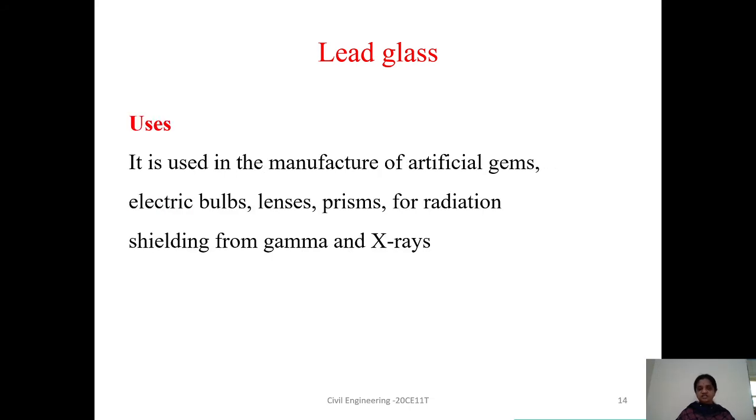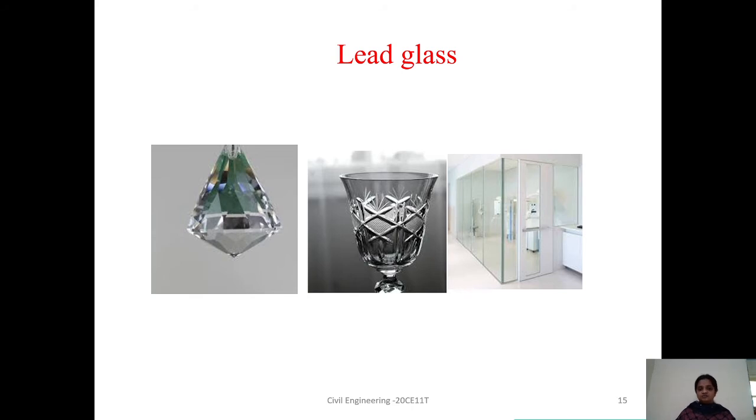Coming to the uses of lead glass, it is used in the manufacture of artificial gems due to its bright luster. It is used in the manufacture of electric bulbs, lenses, prisms. As these glasses are good in absorbing X-rays, lead glass is used for radiation shielding from gamma and X-rays. So these are the examples of lead glass where it is used in the manufacture of decorative glass articles, and here it shows where it is used for radiation shielding.